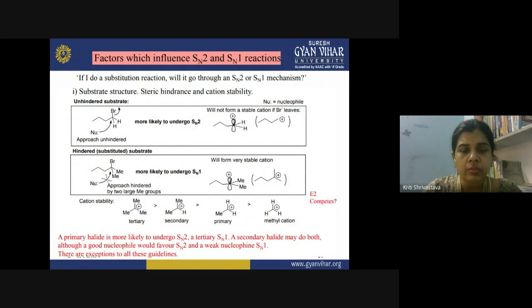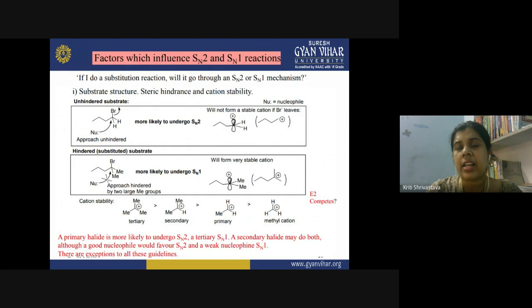So if I do a substitution reaction, what will be the factors governing whether the mechanism will be particularly SN1 or SN2 type? What will be the factors which are determinative in this? So first of all, see the nature of the substrate. The substrate structure matters a lot, and here two things are very important. First is the steric hindrance, and second is the cationic stability.